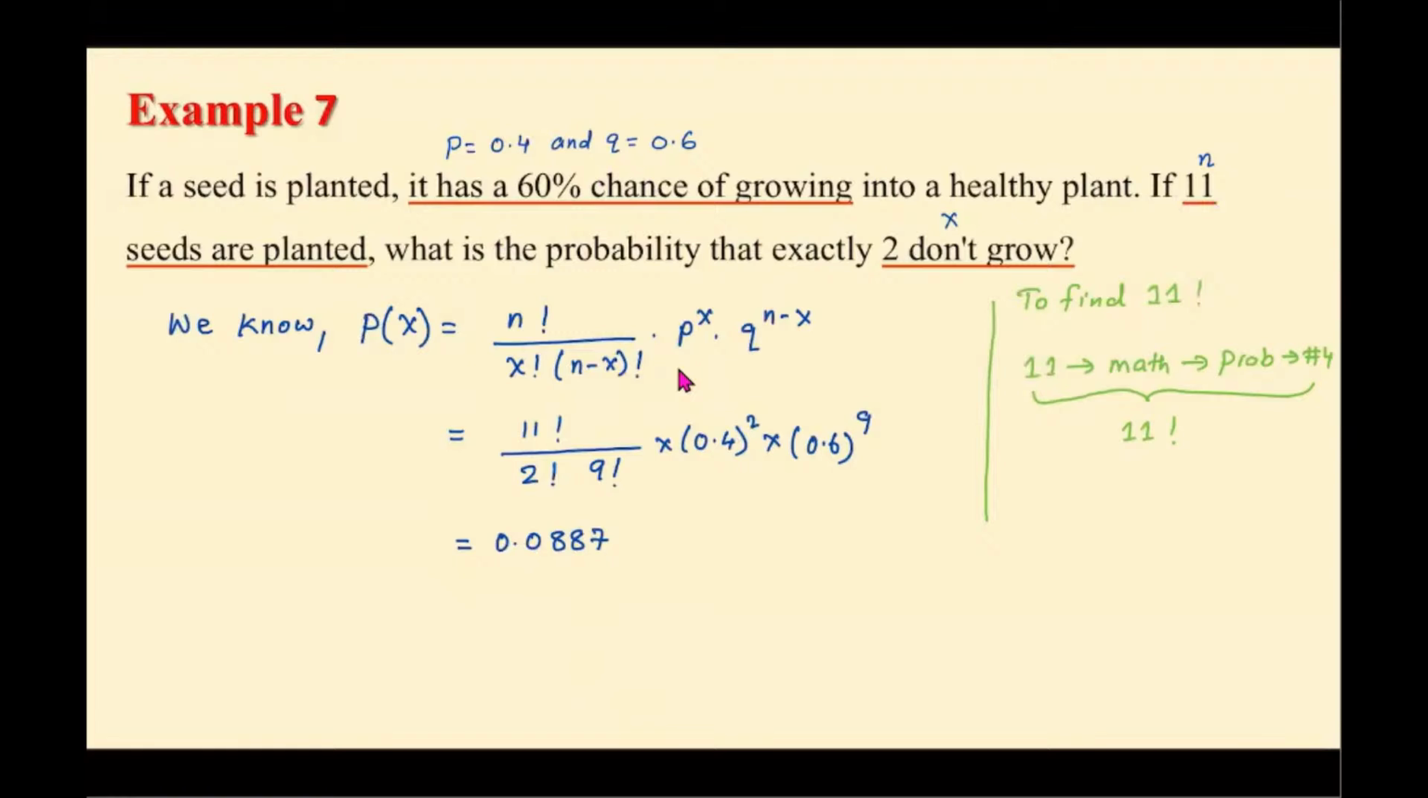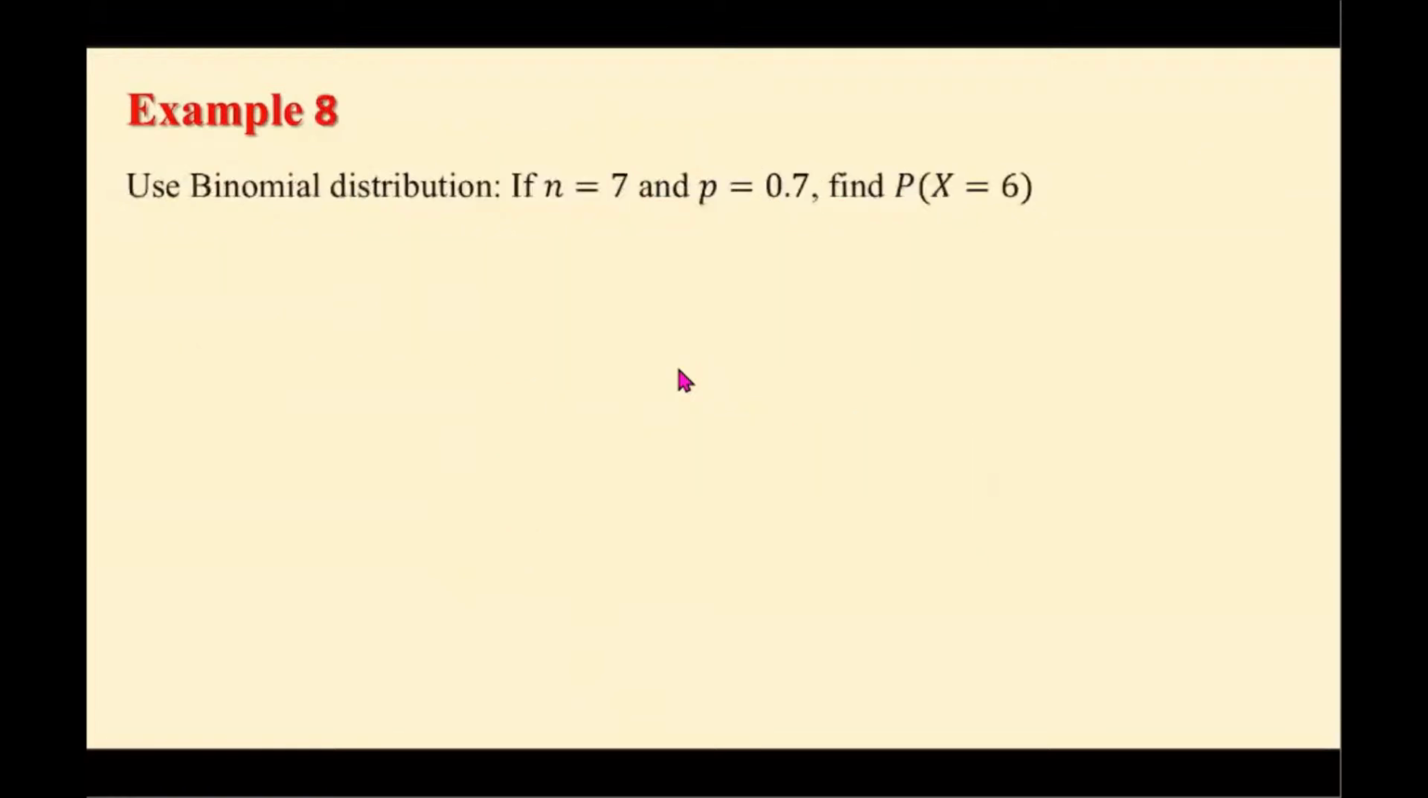Okay, let's move on to the next example. Example 8: use the binomial distribution with n equal to 7, p equal to 0.7, and we have to find the probability that x is equal to 6. So let's use the formula. The probability of x successes out of n trials is equal to n factorial over x factorial, n minus x factorial, multiplied by p to the x, multiplied by q to the n minus x.